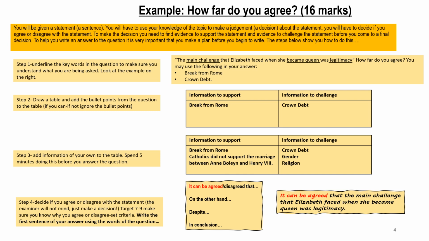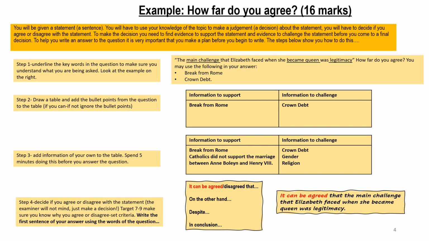If you understand the bullet points and they're helpful to you, you could then put the bullet points in the correct side of the table, as you can see on your screen. So in this case, information to support the statement would be the break from Rome, and information to challenge the statement in the question would be crown debt. But if you don't understand the bullet points, or you only understand one of them, then you can put the one in your table or skip that step altogether.